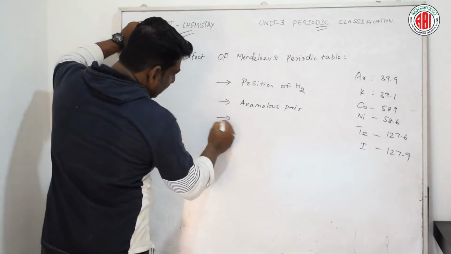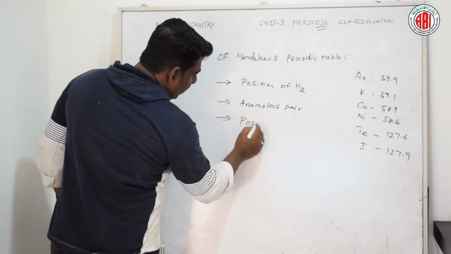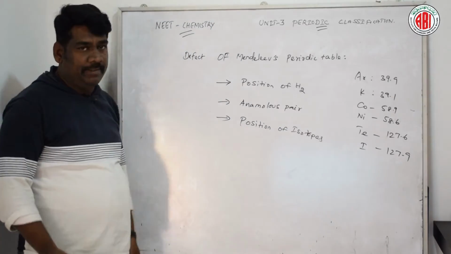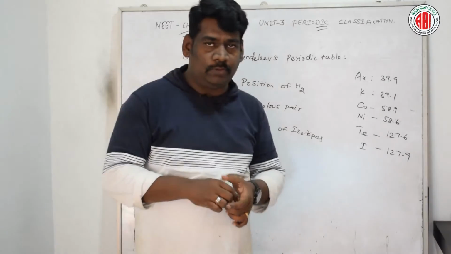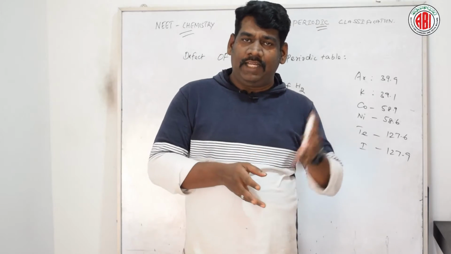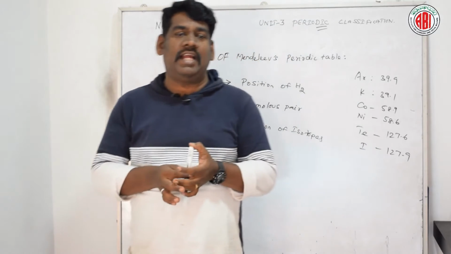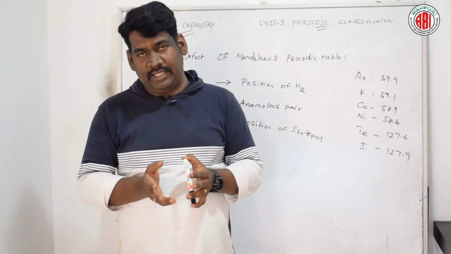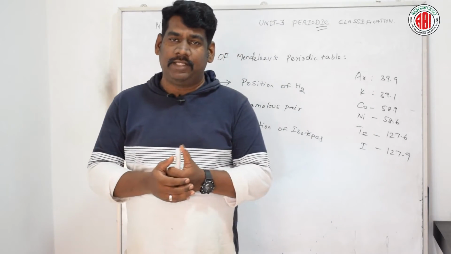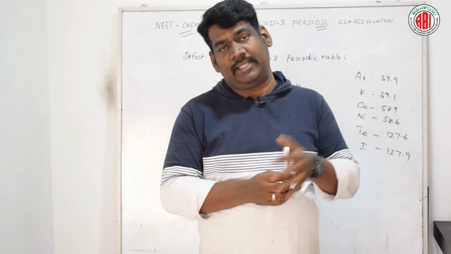Next, talking about the position of isotopes. This is also one of the major defects in the Mendeleev periodic table. Do you know what isotopes are? Earlier we discussed them in Unit 2. Isotopes are atoms of the same element. They have different atomic masses but the same atomic number.